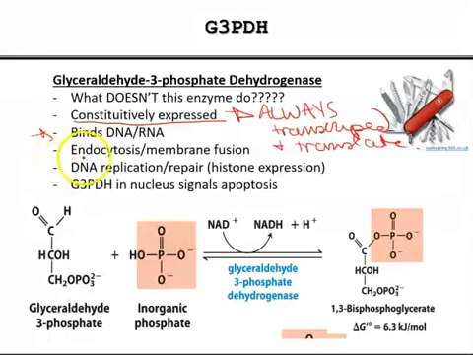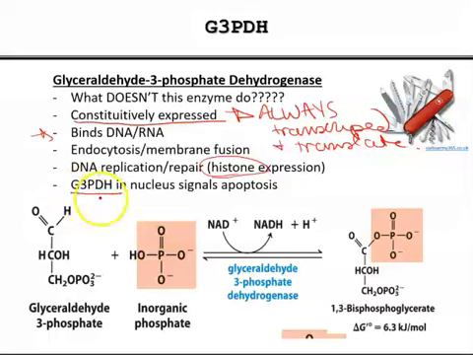It's important for endocytosis and membrane fusion. So it's important for taking materials into the cell. It's important for DNA replication and repair. It affects histone expression. And remember, the histone proteins are important as core proteins for wrapping DNA around those octameric histones in order to protect DNA and to organize it into chromatin.